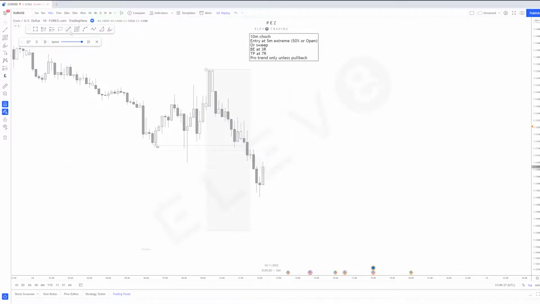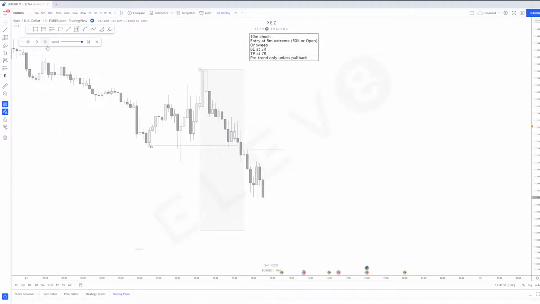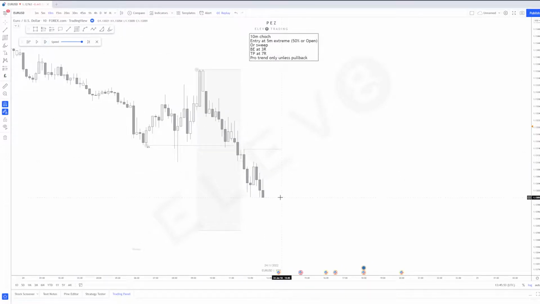So right now what I'd do is have this change of character marked, and then if we break this high, I'm looking for entry here. And yeah, if we break this low, I'll set an alert at this high. Okay, so we break the low there, just. So my alert goes at the high here, and my change of character low is now here.